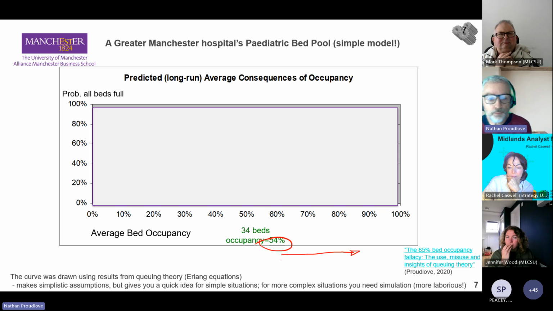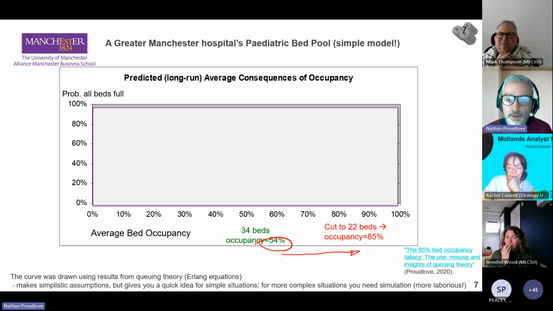So they had a bed pool of 34 beds that was, with the demand they were facing, giving them 54% occupancy. So do a quick back of the envelope calculation and say, okay, with your length of stays and with your demand rates, then if you only had 22 beds, then you'd be running at 85% on average. So close 12 beds. But is that a sensible idea?